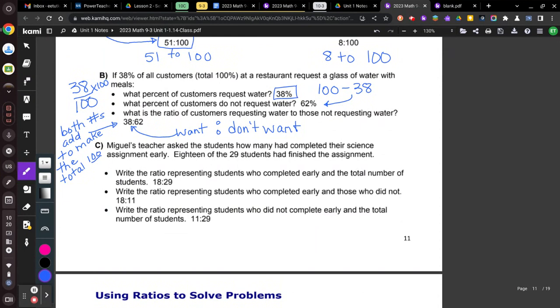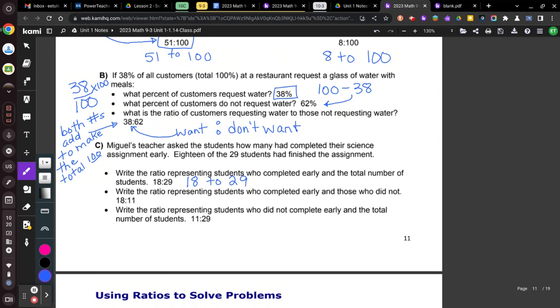All right, now it says Miguel's teacher asked the students how many had completed their science assignment early. 18 of the 29 finished early. So we would write our ratio as 18 to 29.